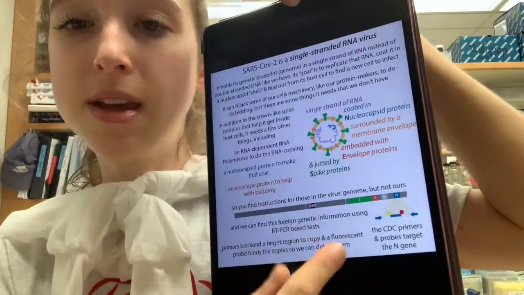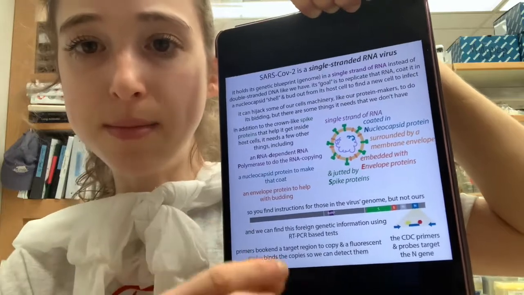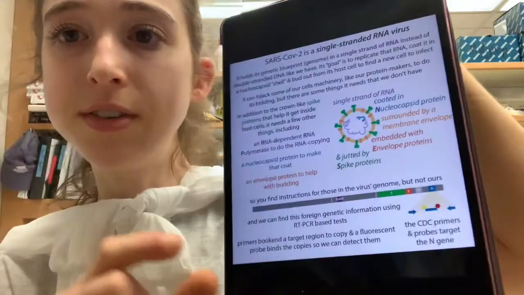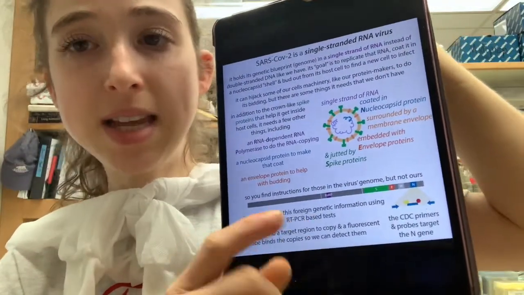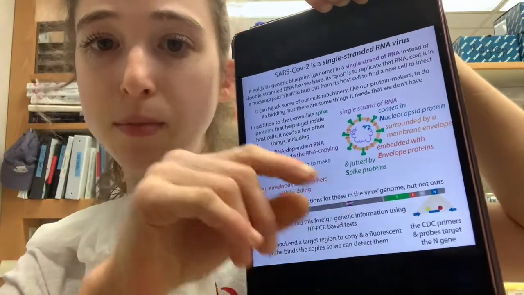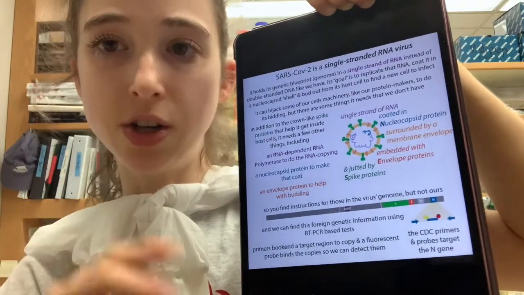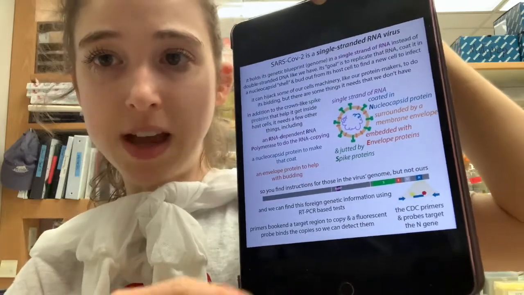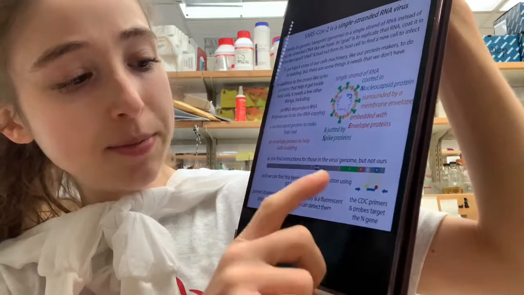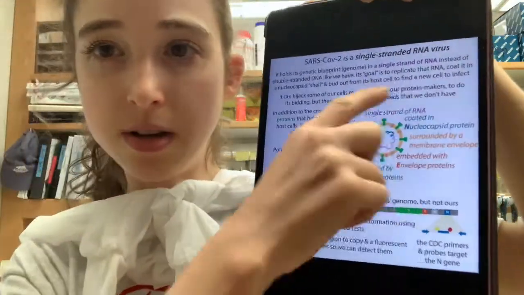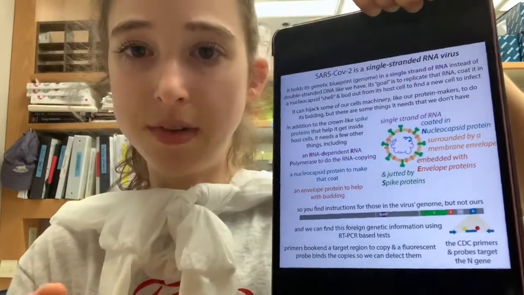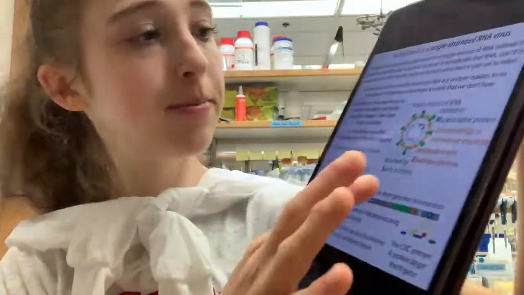And so the test makers make a point to make sure that the primers and the probe that they use are really specific to this virus. Often these tests will target multiple different regions of the virus to be really sure that you're not getting a false positive. The CDC primers and probes target the N gene, the nucleocapsid protein that surrounds the RNA, but different tests will target different regions.